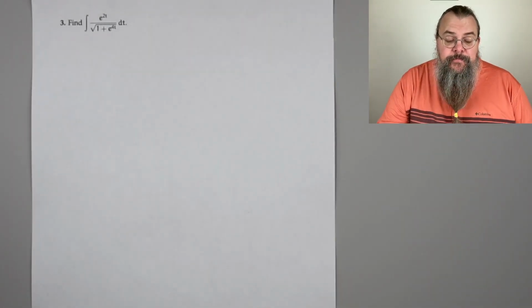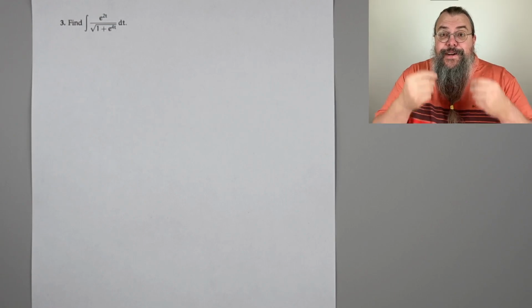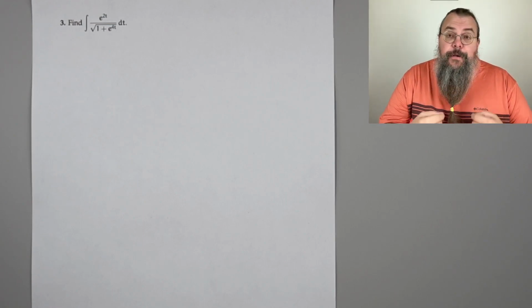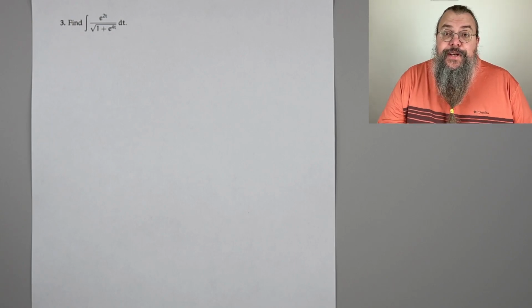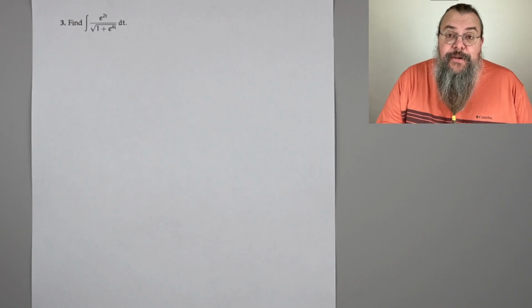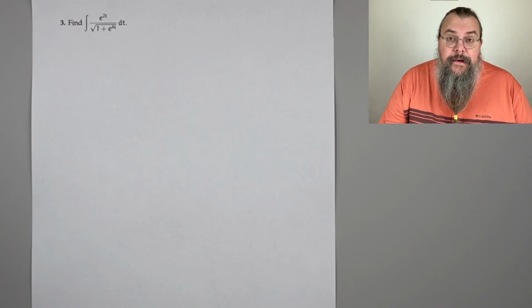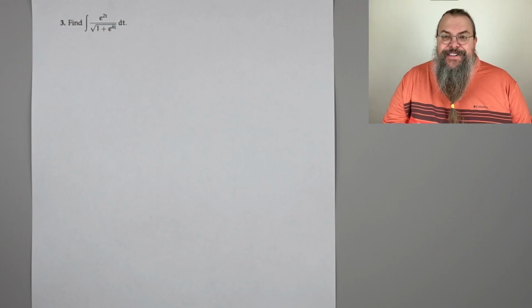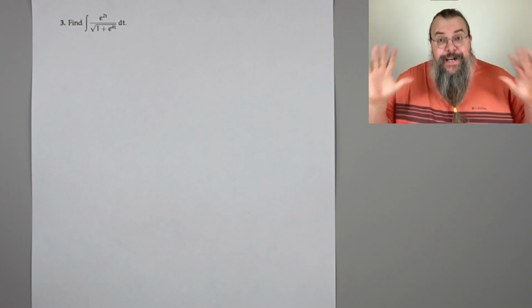Number 3. We're asked to find the integral of e to the 2t upstairs over the square root of 1 plus e to the 4t dt. And I think the first reaction to this problem is like, huh, followed by a huh. What are we going to do? Okay, let's talk about what we're not going to do.